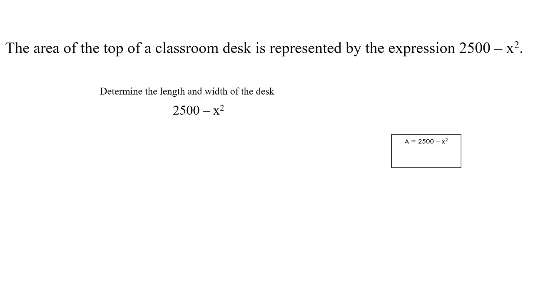In this word problem, we're told the area of a desktop is represented by the expression 2500 minus x squared. Determine the length and the width of the desk. So the area represents length times width. So we want to try and get some term that represents the length, and we want to get some term that represents the width. We want to multiply something times something.